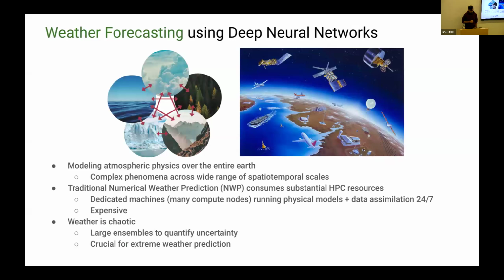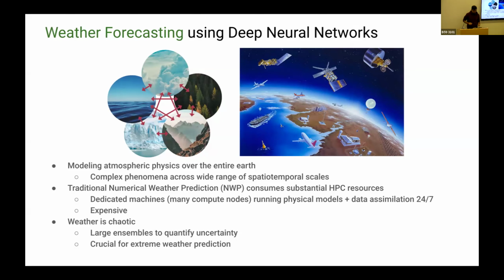We will be focusing on weather forecasting using deep neural networks. Weather forecasting essentially amounts to modeling atmospheric physics over the entire Earth. It's an extremely complicated phenomenon with a wide range of physical processes that occur over many spatial and temporal scales. Traditional models are numerical solvers that solve hundreds of partial differential equations and also assimilate those equations with observations continuously. So traditional models are numerical weather prediction models. They run on dedicated machines with many compute nodes running these physical models plus data assimilation 24/7.